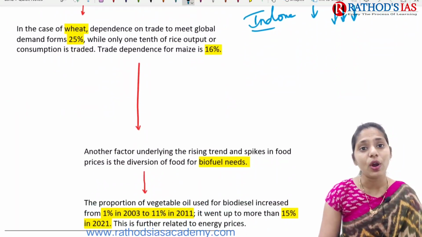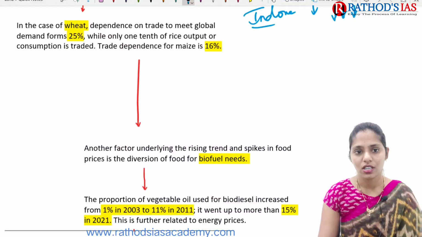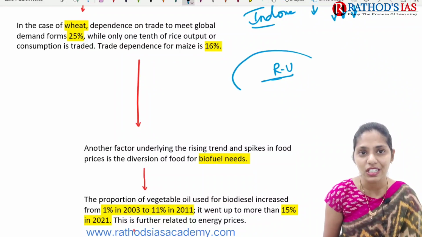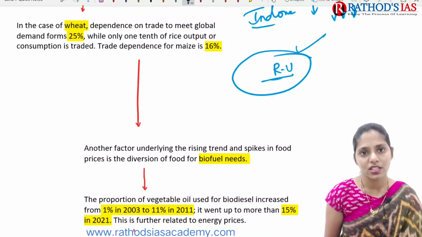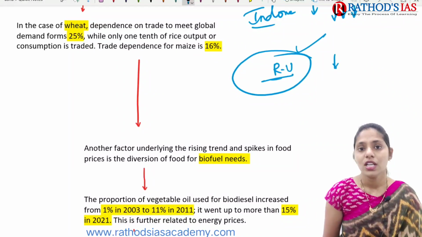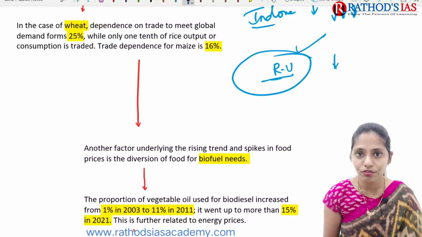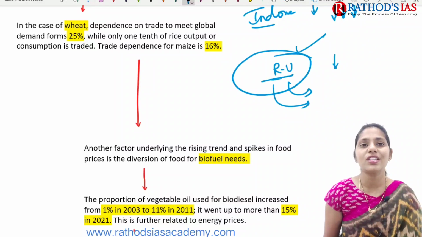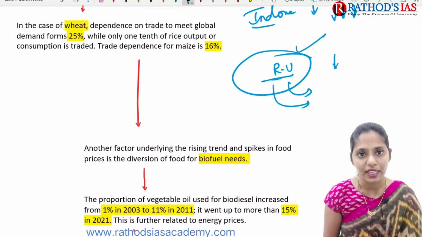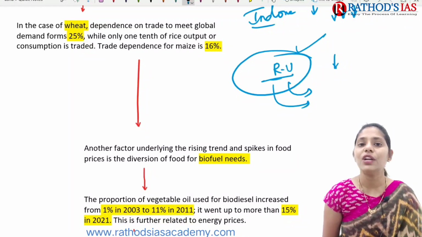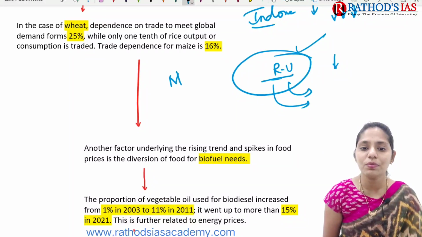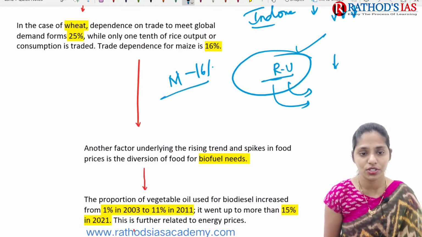Next, in the case of wheat, a number of countries, especially European countries, depend on Russia and Ukraine for their wheat imports. But because of this war, exports of wheat from Russia and Ukraine have decreased. So those countries which depended on Russia and Ukraine for wheat imports need to search for new markets. And the trade dependence of maize is around 16%.